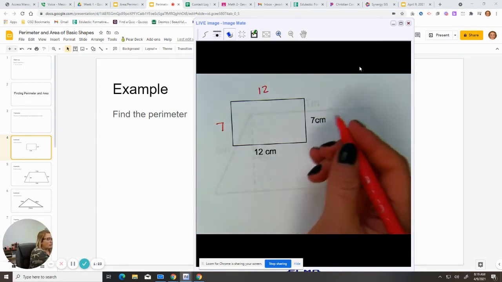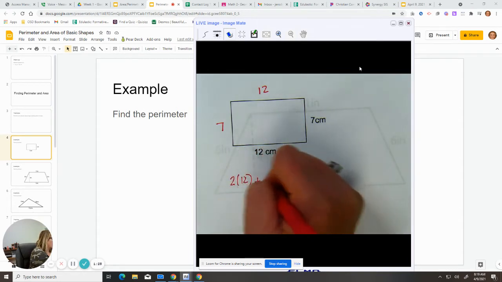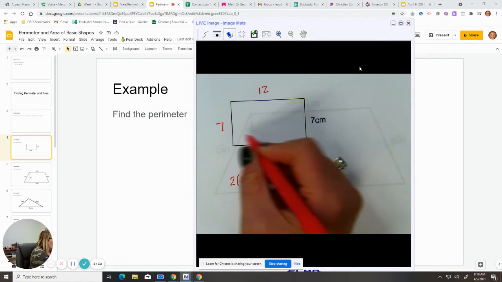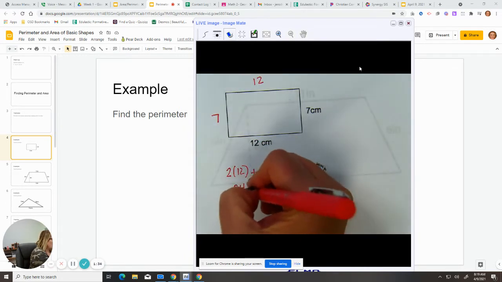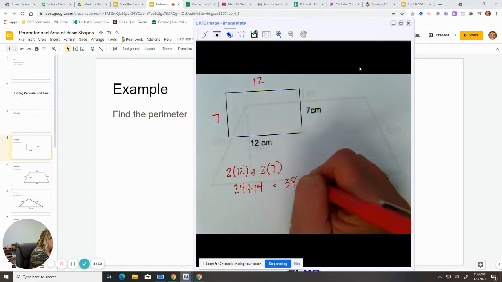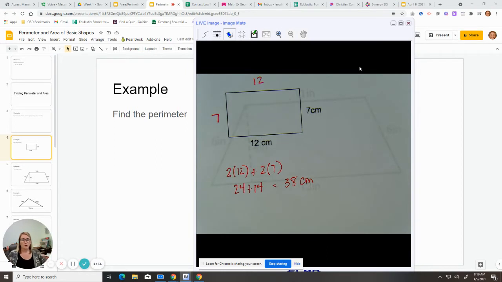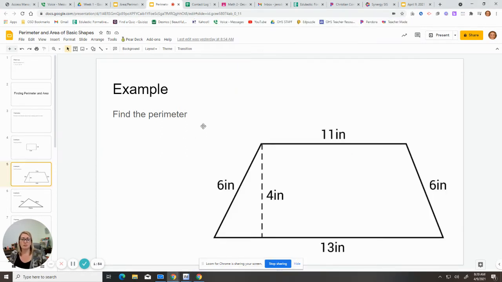Technically, our formula for a rectangle is 2 times the length plus 2 times the width, or adding them all up. 2 times this would be 24. 2 times this would be 14. So it would be 38 centimeters. Most of what we're going to be doing will have some sort of a unit to it, centimeters, inches, something like that. So you do need to make sure you're paying attention to that as you go through and do it. Okay, here's another example.